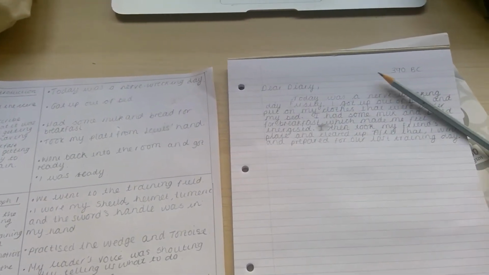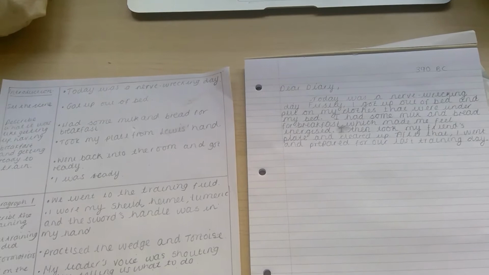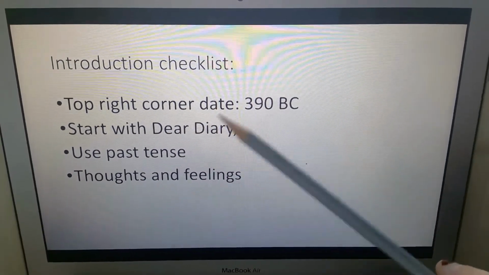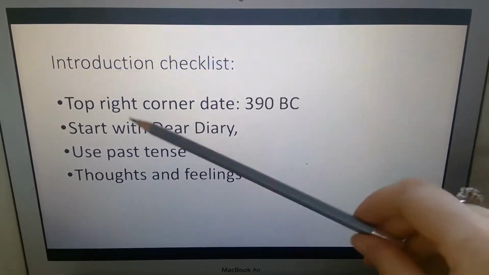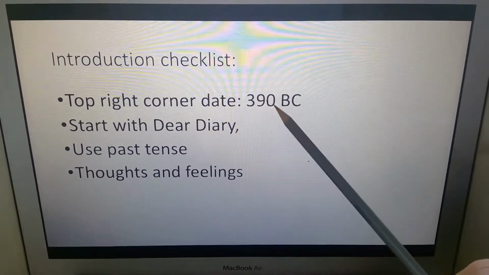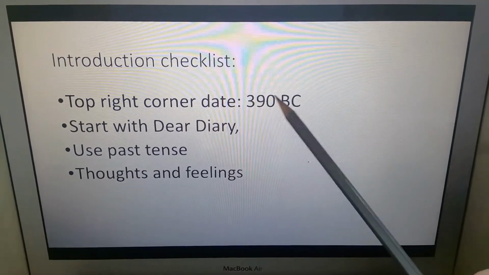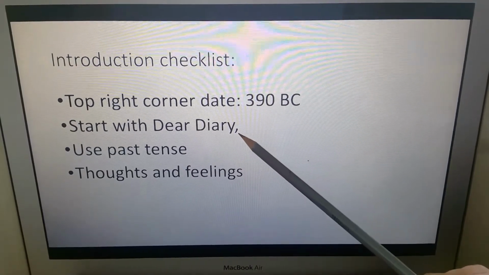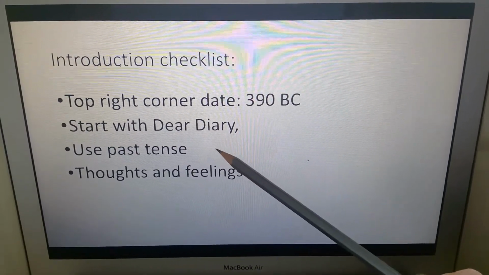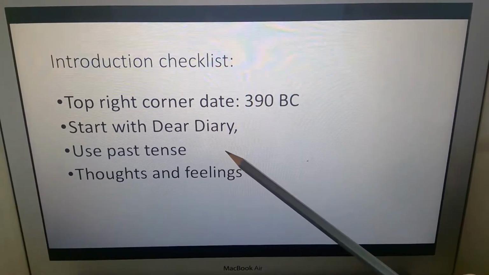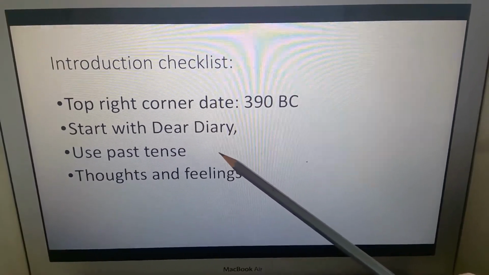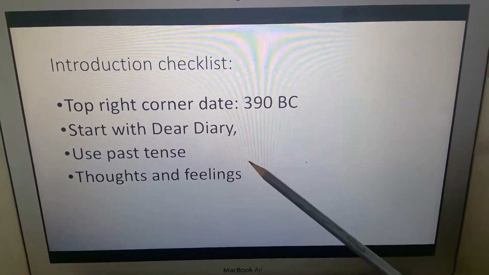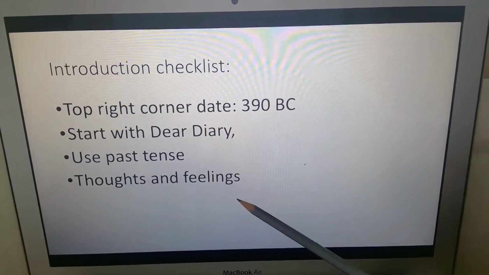I've made a checklist for you so that you know what to add in. This is the checklist that you are going to use. We have to remember for our introduction paragraph that we have to have the date in the top right corner, which is 390 BC. Start with Dear Diary with a comma. And then remember to write in the past tense because it's events that have already happened. You've got to imagine that you've done this day and you're now the Roman soldier sitting in bed in the evening and you're writing about the day that has happened. And also please remember to include thoughts and feelings.